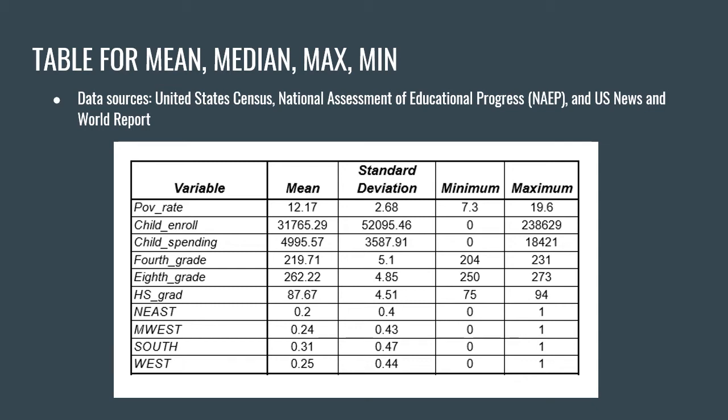When evaluating the independent variable of the total number of children enrolled, the data varies significantly. In this, we see a mean of 31,000 and a standard deviation of roughly 52,000, and there's a wide gap between the max and the min, with California at 238,000 and a minimum of zero. There are a few states, Indiana, Montana, New Hampshire, South Dakota, and Wyoming, that do not fund their pre-K program.